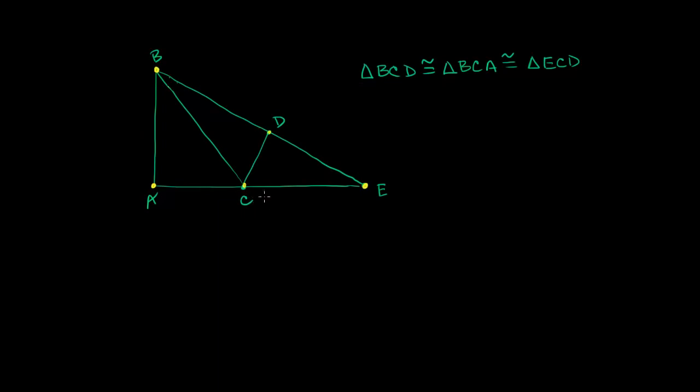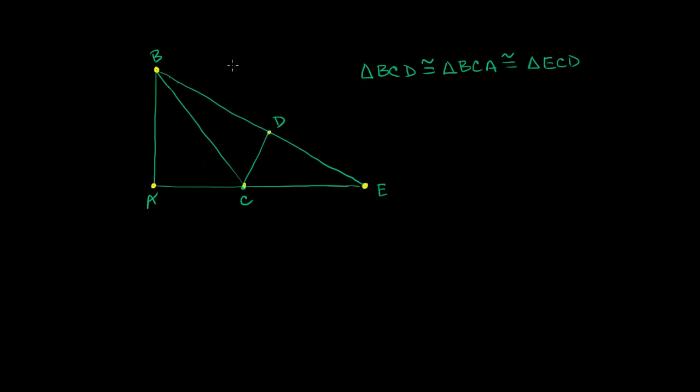So let's see what we can do here. Let's just start with the information that they've actually given us. So we know that triangle BCD is congruent. All of these three triangles are congruent to each other. So for example, BCD is congruent to ECD. And so their corresponding sides and corresponding angles will also be congruent.